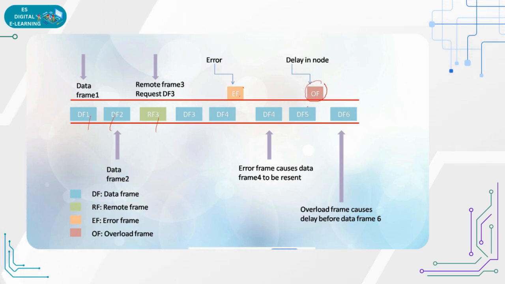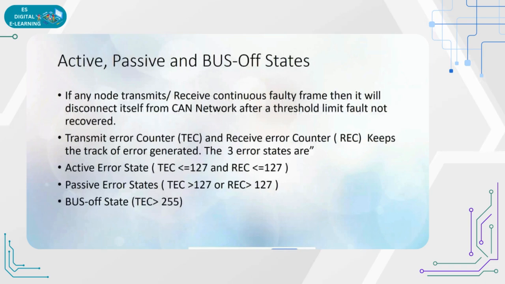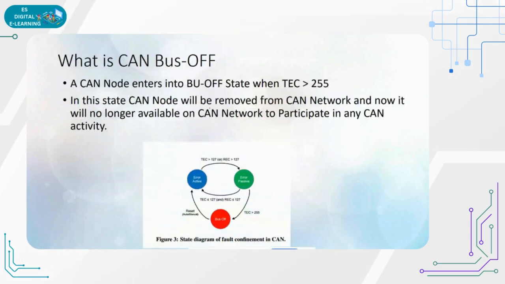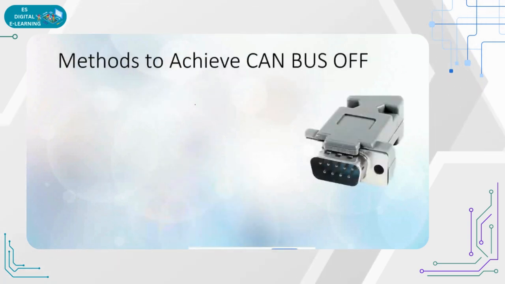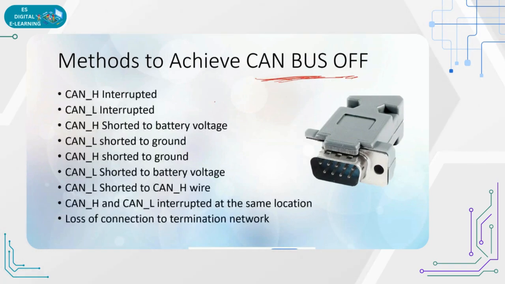Okay, so what is arbitration? What are active and passive bus-off error states? What is a CAN bus-off error? How do you achieve the methods of CAN bus-off error? How are you creating this bus-off fault? CAN high interrupt, CAN low interrupt, short to battery, short to ground, shorting of high and low. Like this, you will do it.